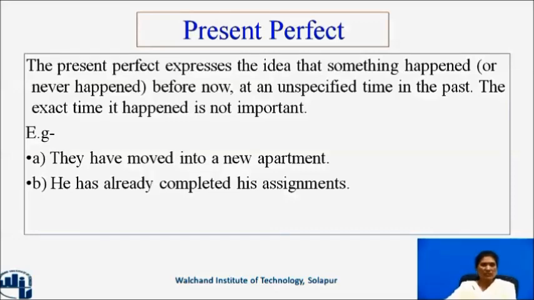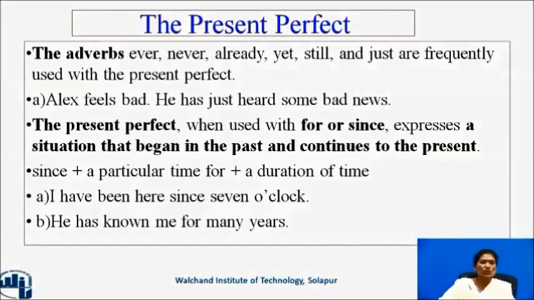Present perfect expresses the idea that something happened or never happened before now at an unspecified time in the past. The exact time it happened is not important. For example, they have moved into a new apartment. He has already completed his assignments. Present perfect is also used with some adverbs: ever, never, already, yet, still, just. These are frequently used with the present perfect tense. For example, Alex feels bad. He has just heard some bad news.